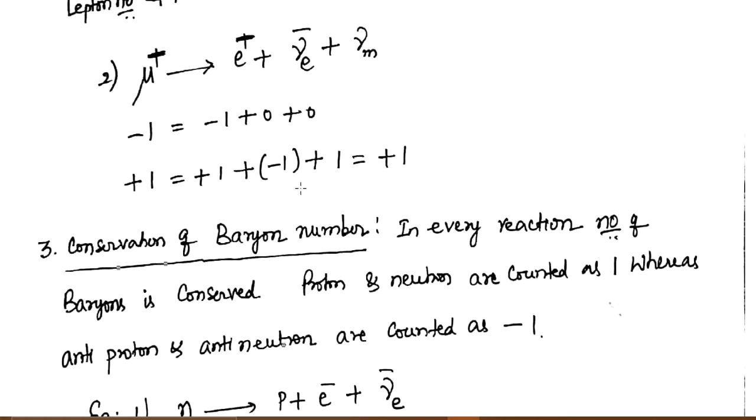Similarly, you can go through some more examples given in the textbook to explain the conservation of charge number, quantum number, and also lepton number.